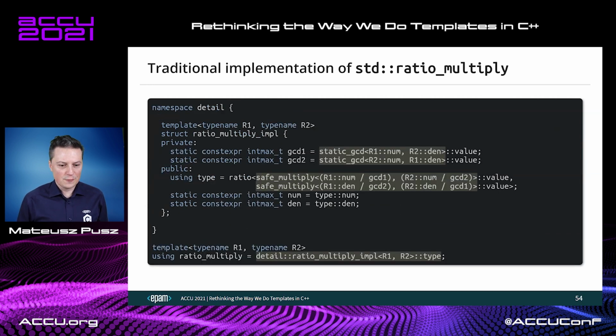And that's not all, because, for example, if you want to multiply ratios, you have functions like ratio multiply, ratio add, ratio subtract, ratio equal to, or equals, I don't remember exactly what the name is. And all of them are, again, class templates. So if you want to implement those, you call static GCD again, and do some safe multiply class template. All of this involves a lot of instantiations in a compiler, and each instantiation is a dynamic allocation in a compiler, so it takes time.